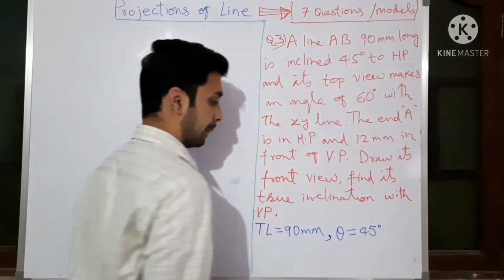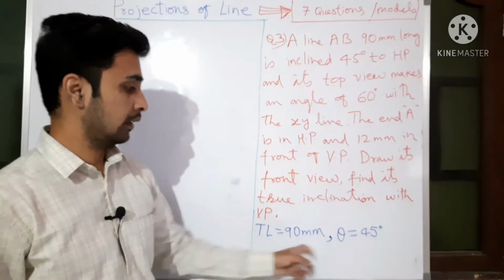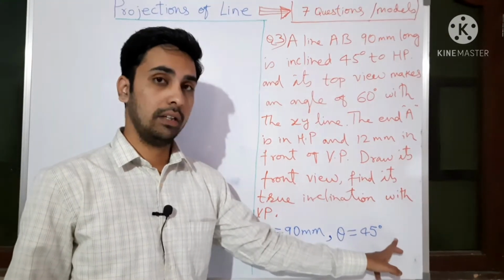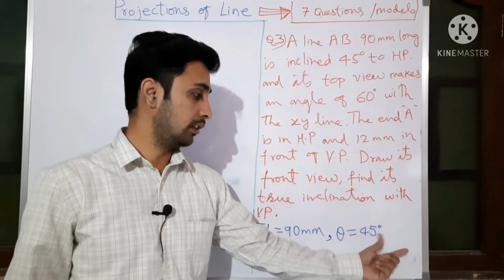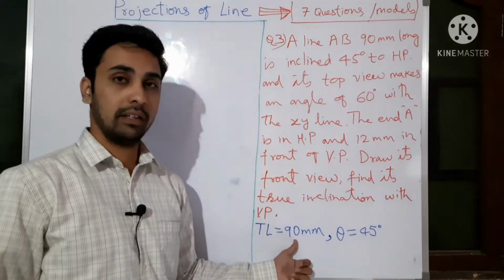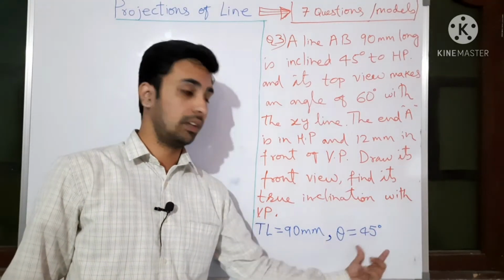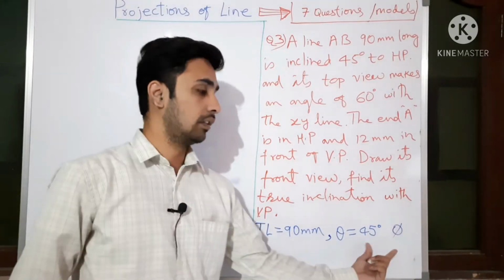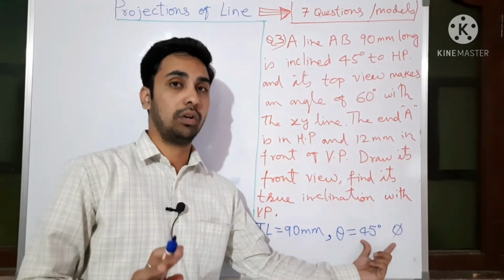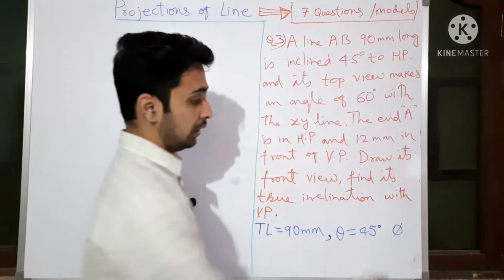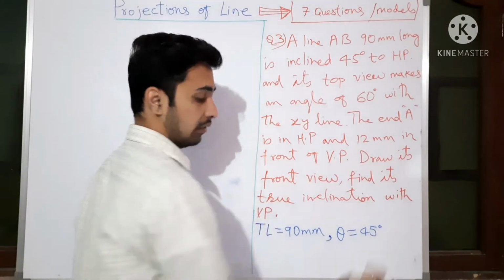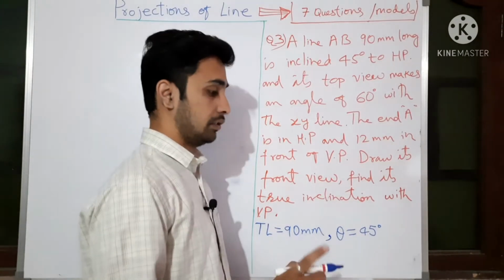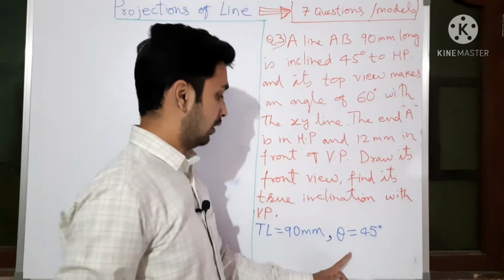So true length theta, inclination with HP, and if given phi, that is inclination with VP, these two inclinations will be taken with the true length. If it is given inclination with VP phi, this will not be taken with front view and top view. Remember that. With front view and top view, apparent inclinations will come, that is called alpha and beta. That I have explained in the first video, that is the first question of this topic.